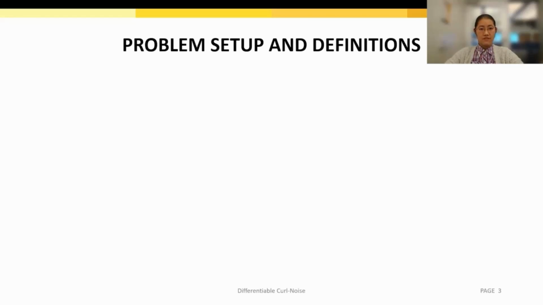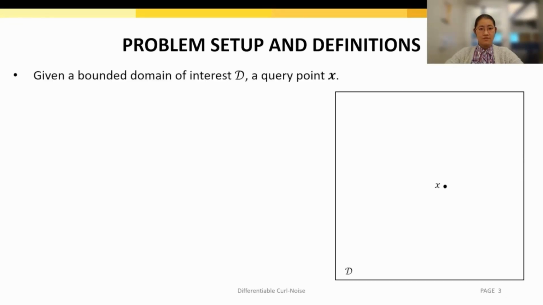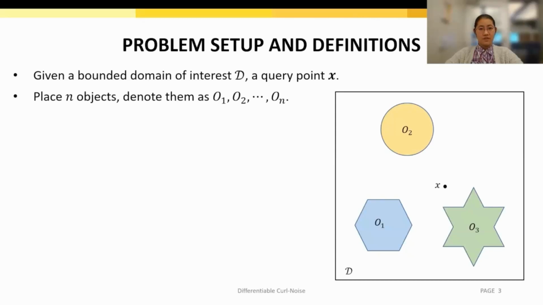Before we move any further, let me introduce the problem setup of curl noise, as well as some notations that will be consistently used throughout this presentation. First, let us define a bounded domain of interest D and put a query point X inside this domain. Next, we put n objects in the middle of our domain. We name them O1, O2, all the way to On. Notice that in this work, we're interested in simple polygonal objects.